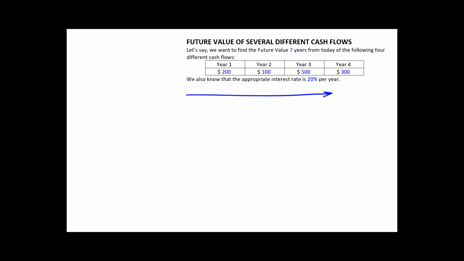Let's start with this timeline and mark year 0, which is today. 1, 2, 3, 4, and we have 5, 6, and year 7. Year 7 is where we want to be. Now let's mark our cash flows. $200, $100 in year 2, then $500 in year 3, and $300 in year 4. And we want to find their combined future value here.